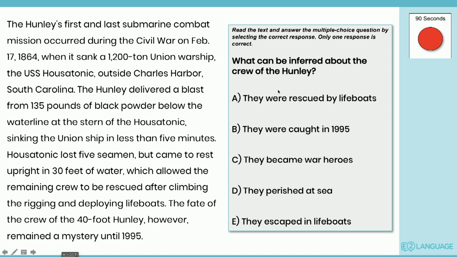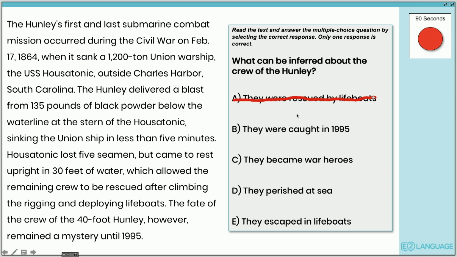So the crew of the Hunley, they were rescued by lifeboats. No, the crew of the Housatonic were rescued by lifeboats. So let's eliminate A, because that one's contradictory. The crew of the Hunley, they were caught in 1995. No, there was a mystery that was solved in 1995. This happened in 1864. So that's definitely wrong because they wouldn't be 140 years old or older.